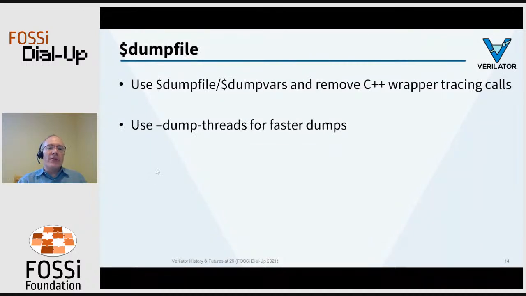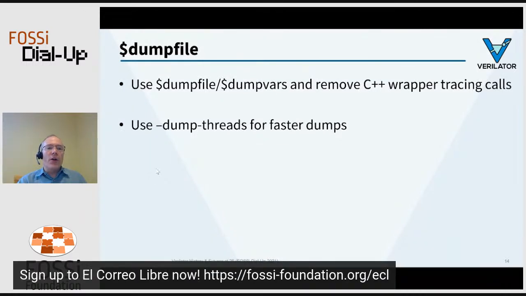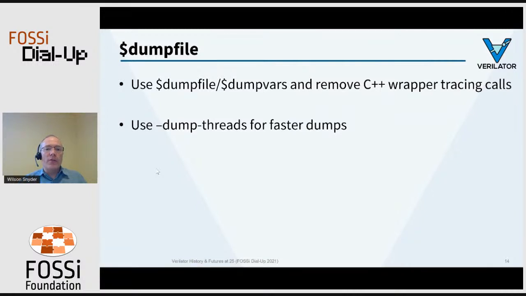Another recent change is we now support $dumpfile and $dumpvars. So if you're still calling the C++ wrapper calls to do tracing, you might want to consider switching to the more standardized $dumpfile and $dumpvars. There's also a new option called --trace-threads, and that will then use multi-threading and put all of the tracing code onto another thread. So that's yet another way of speeding things up when you're doing tracing by using multiple CPUs.